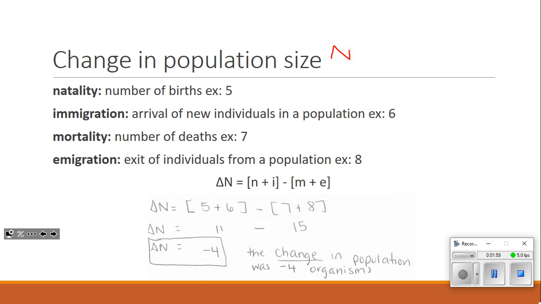The next 2, mortality and emigration, are both things that would decrease the size of a population. Mortality refers to deaths. In my fictitious example, we'll say 7. And emigration refers to exit. So immigration is new people coming in, emigration is exit. They both start with E. In my fictitious example, we'll say that 8 people emigrated from the population that we're considering.